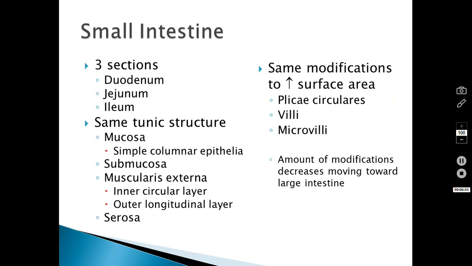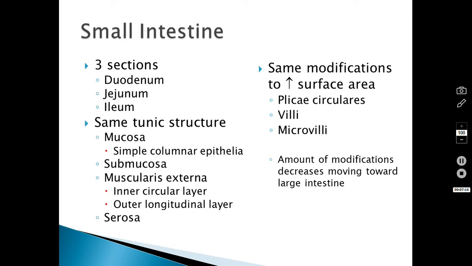The small intestine has three sections: the duodenum, the jejunum, and the ileum. They all have the same tunic structure. They all have the mucosa with the simple columnar epithelia. They all have areolar submucosal tissue. They have the bilayer muscularis externa, and again, areolar connective tissue in the serosa.